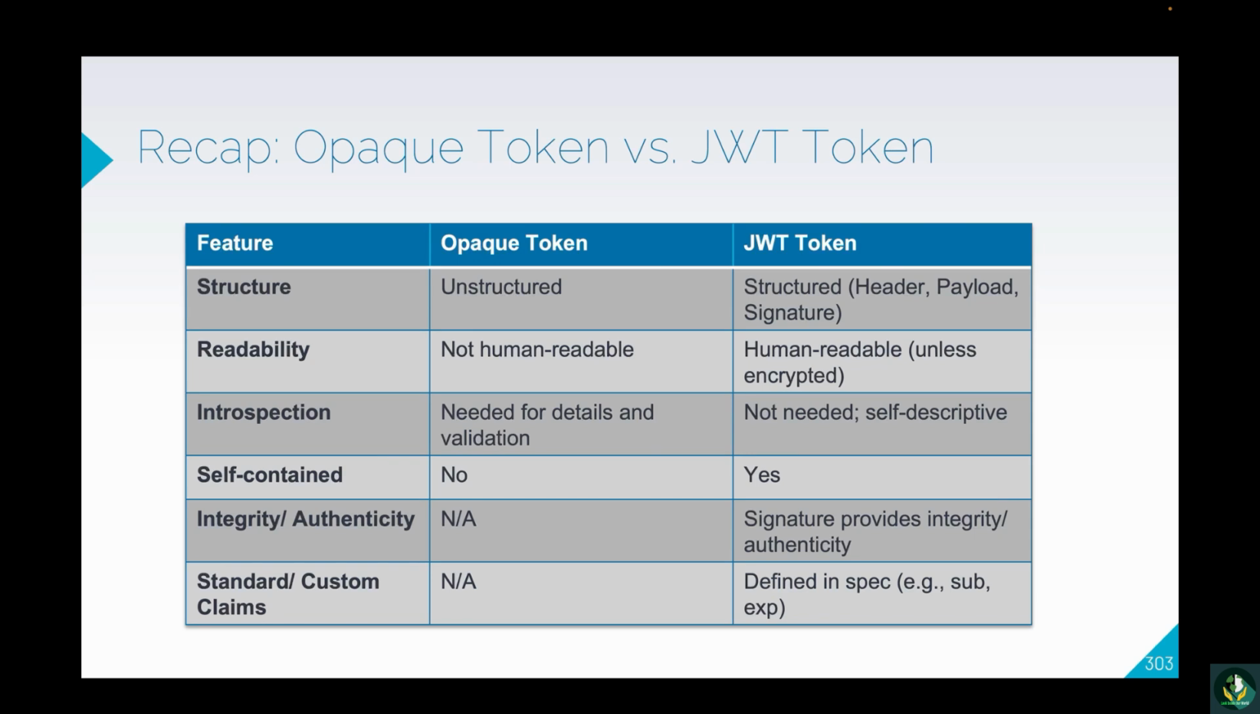Standard and custom claims. Opaque tokens don't typically include claims directly within them. JWT tokens can include standard or custom claims like subject or expiration, making them more flexible in their use.